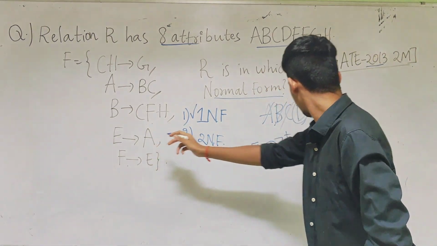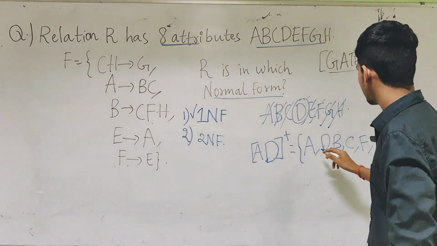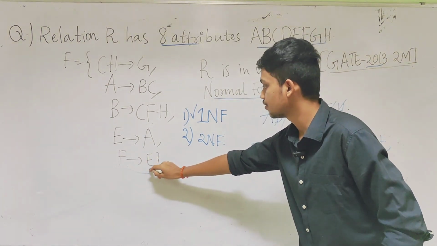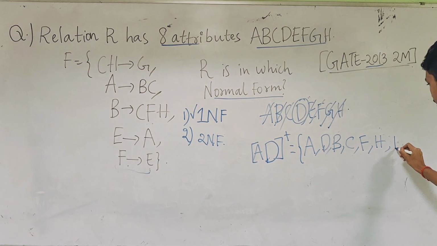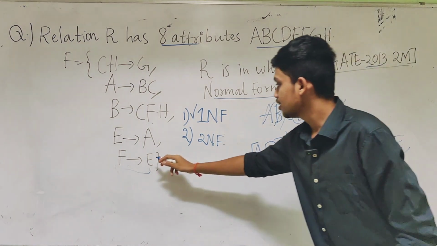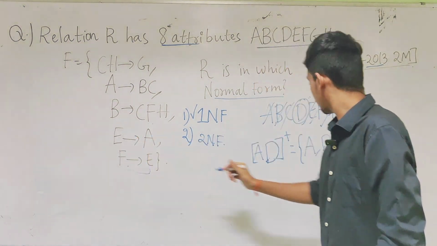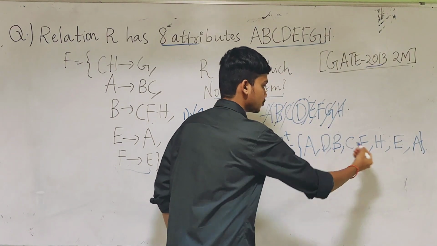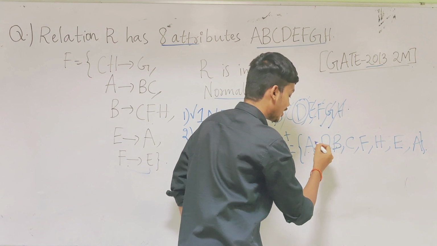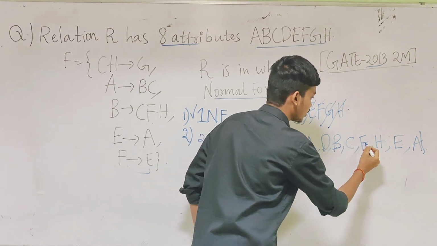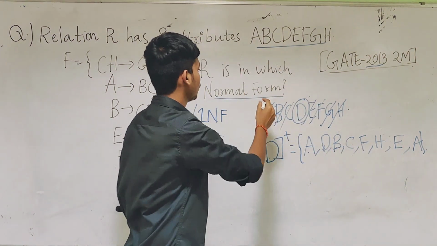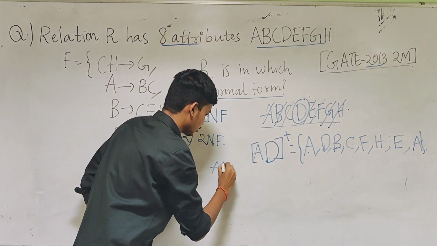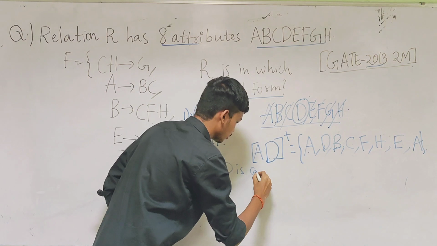With E, we can get A. E is not there. With F, we can get E. Look here, with F, we can get E. So I am writing E here. With E, we can derive A. So I am writing A here. Now observe this one. We got all the attributes: 1, 2, 3, 4, 5, 6, 7, 8. We have got it. 8 is the number of attributes. So AD is a candidate key.